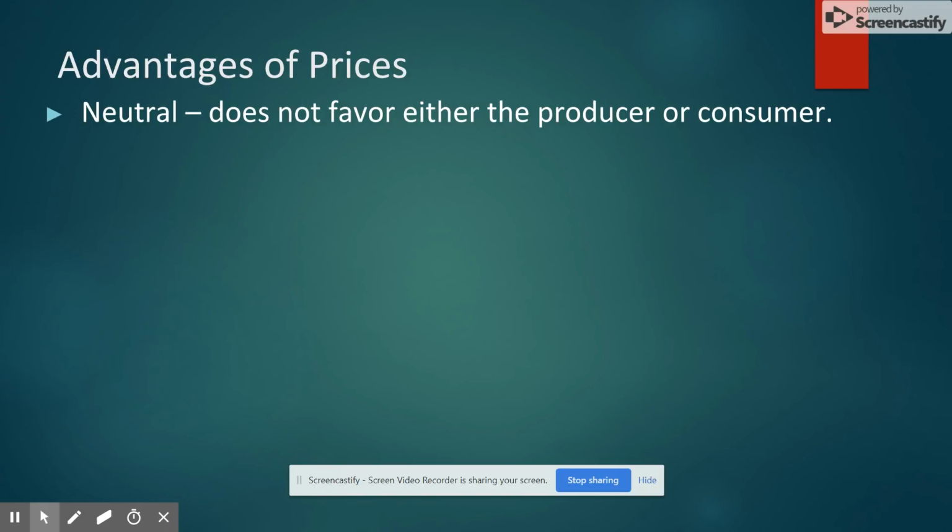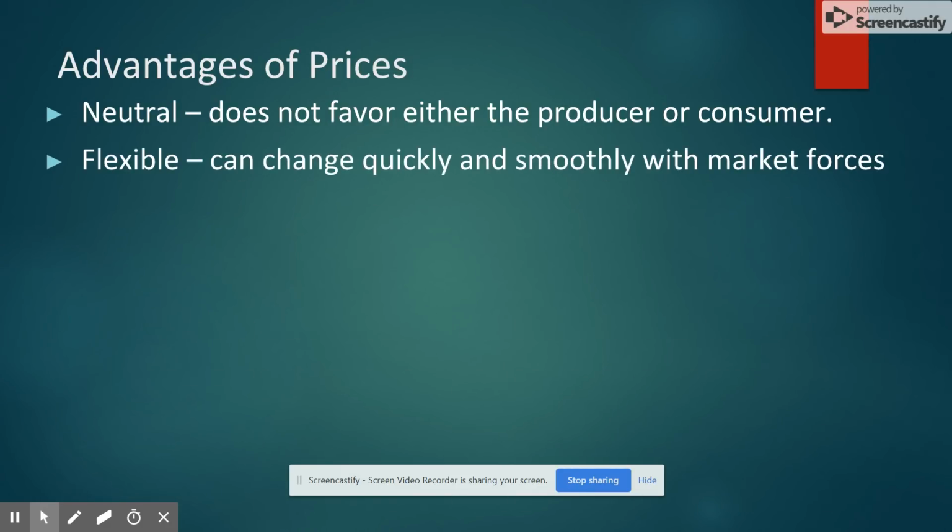And that might seem crazy to you to even think, why would a price favor? Well, because in countries that had command economies, there was a lot of favoritism. Like, for instance, in the Soviet Union, the only way you got a car is if you knew the right person, somebody in leadership. So prices are neutral. They don't have any kind of favoritism.